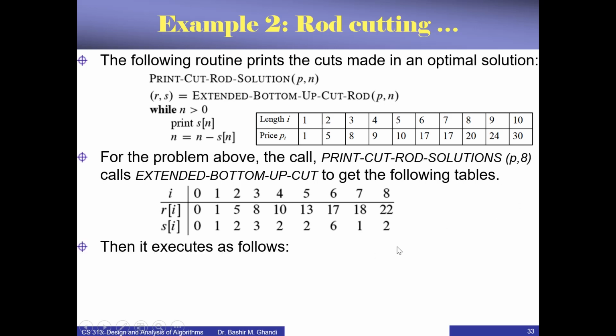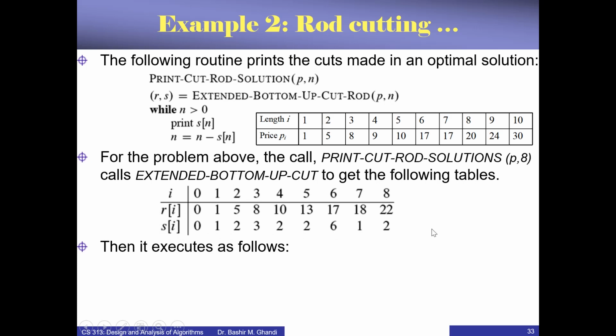So this is how this routine will execute. Of course, it will call this to get the arrays R and S. So assume we have this R and S. This is a subpart of the table that we saw earlier, but we stop here because here n is 8. So assuming you call this, we're going to get two arrays R and S with these values.